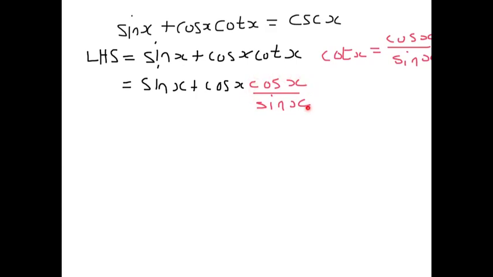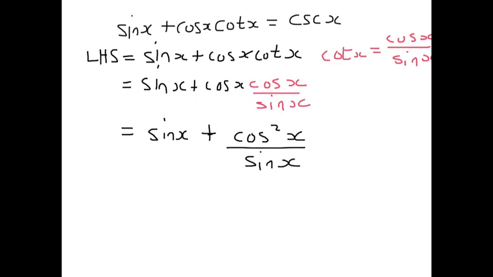Okay, so this now gives me sine x plus, these two cosines here just make cosine squared, and that will be over sine x. So that's cosine squared x over sine x.